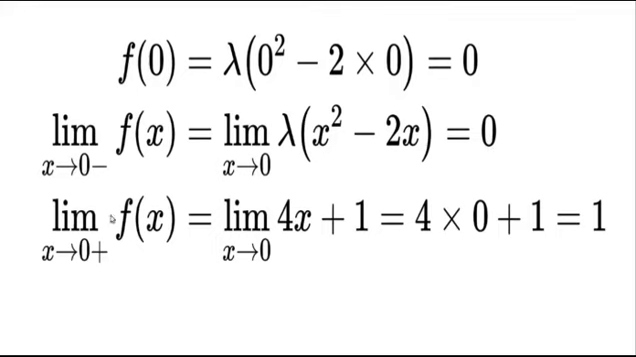Now, right hand limit at 0. That is limit f of x, x tends to 0 plus. That is equal to limit 4x plus 1, x tends to 0. That is 4 into 0 plus 1, that is 1. Therefore, we get f of 0 equal to 0. Left hand limit at 0 is 0. Right limit at 0 is 1.